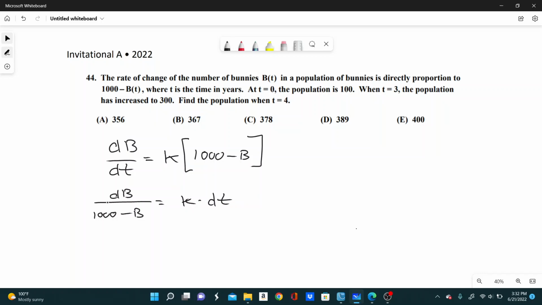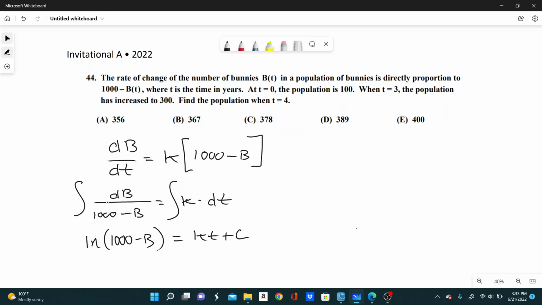So now I'm going to integrate both sides. On the left, if you have dB divided by a little function, like here we have 1000 minus B, this just works out to be the natural log of 1000 minus B. Just the natural log of whatever's in the denominator. And then on the right, the integral of a constant with respect to t will just be kt. And then don't forget to add your constant.